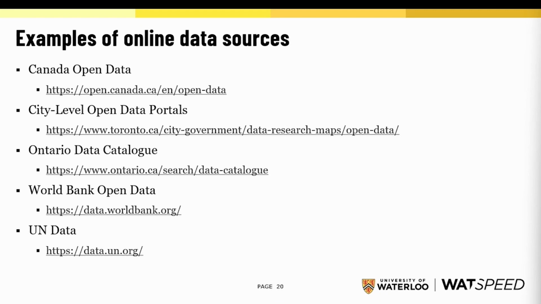So some examples of places online where you can find data sources are Canada Open Data. Many municipalities are creating open data portals. For example, the City of Toronto. Provinces in Canada generally have open data catalogs. The World Bank provides an open data bank as well, and the United Nations has the UN data.